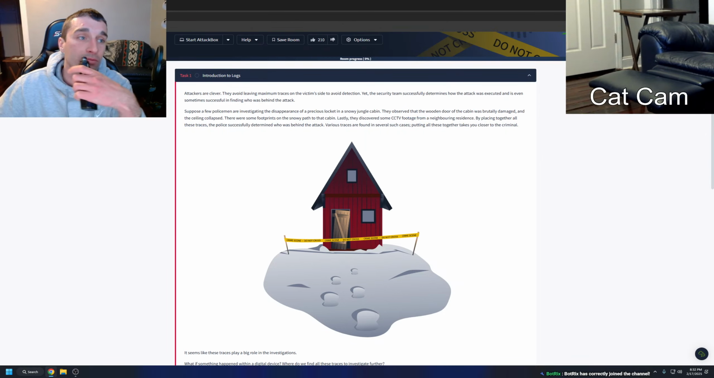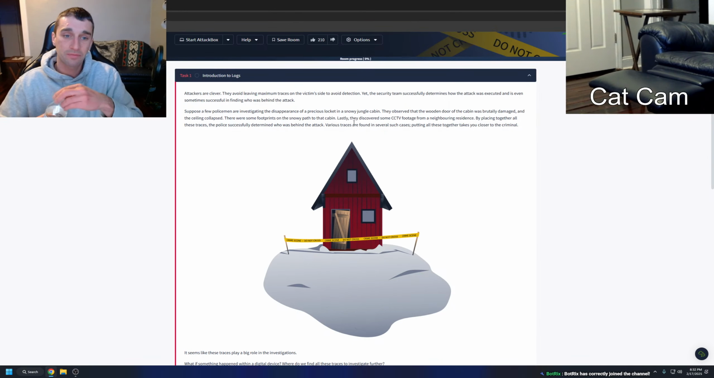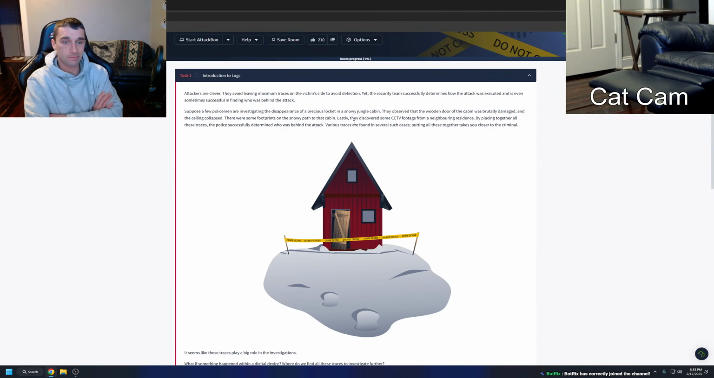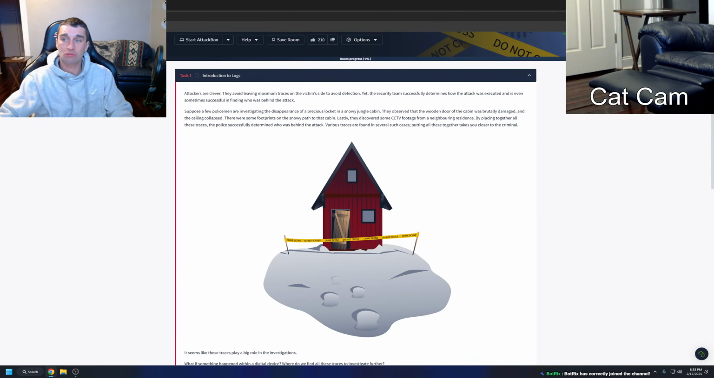Attackers are clever. They avoid leaving maximum traces on the victim's side to avoid detection. Yet, the security team successfully determines how the attack was executed and is even sometimes successful in finding who was behind the attack. Suppose a few policemen are investigating the disappearance of a precious locket in a snowy jungle cabin. They observed that the wooden door of the cabin was brutally damaged, and the ceiling collapsed.